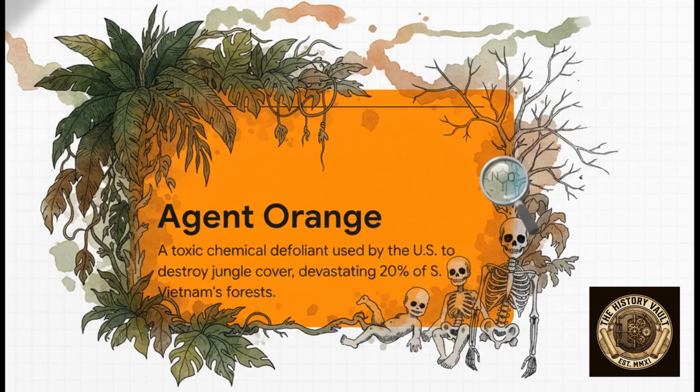And the scars weren't just human. To destroy the jungle cover the Viet Cong used, the U.S. military sprayed millions of gallons of toxic chemicals, most famously Agent Orange. It didn't just kill the forests. It caused catastrophic health problems, like cancers and severe birth defects, that are still afflicting people in Vietnam to this day.